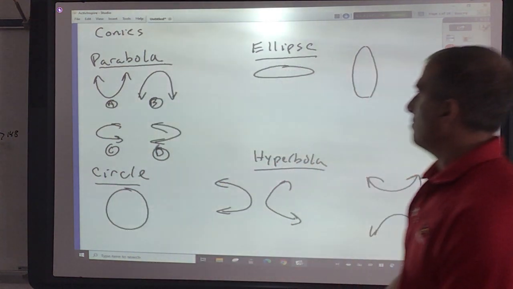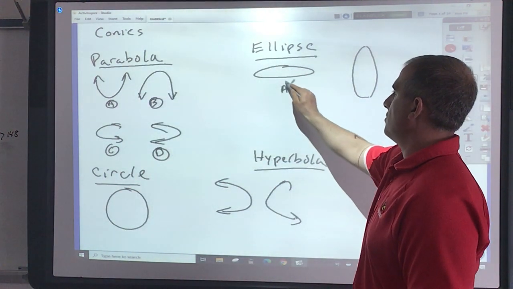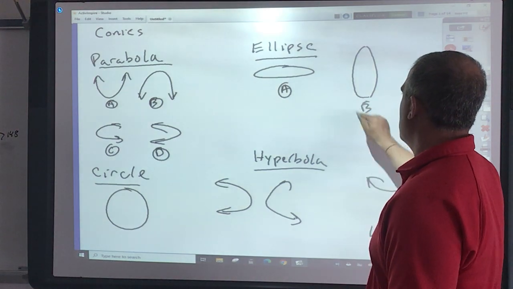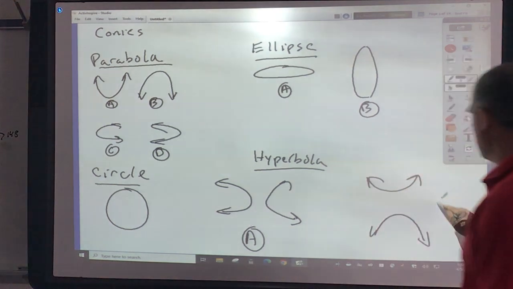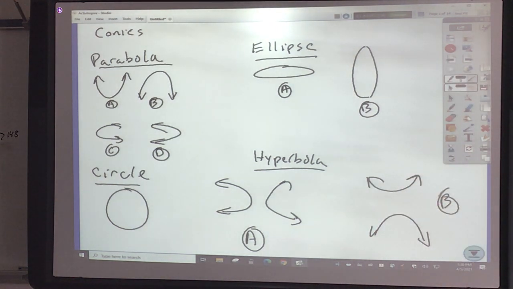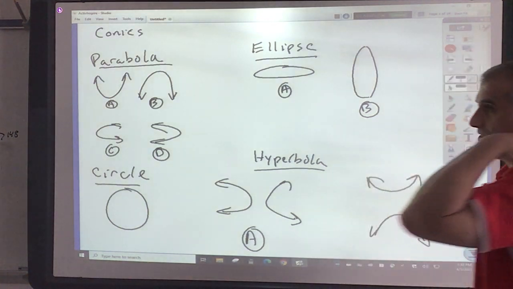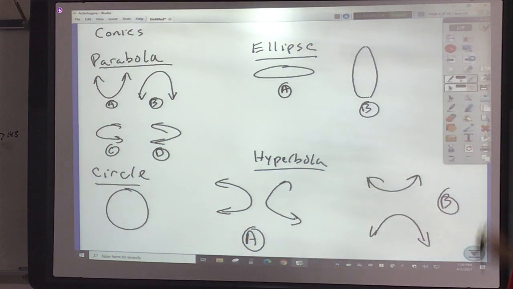Only one type of circle. There are two types of ellipses, ones that look like that, ones that look like that. There are two types of hyperbolas, all right? They open this way and they open this way. So that's what the shapes look like, so you have to have an idea of what the shape is going to be.